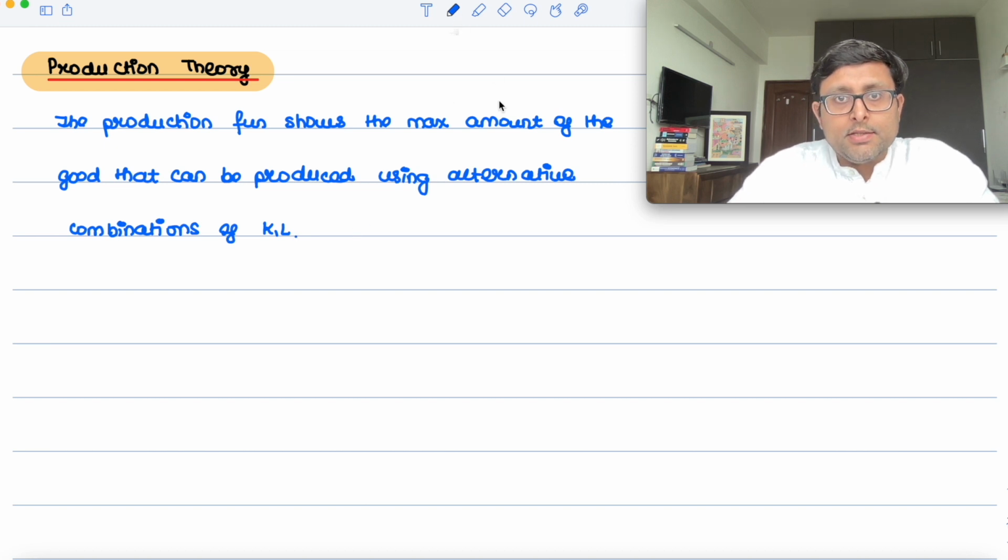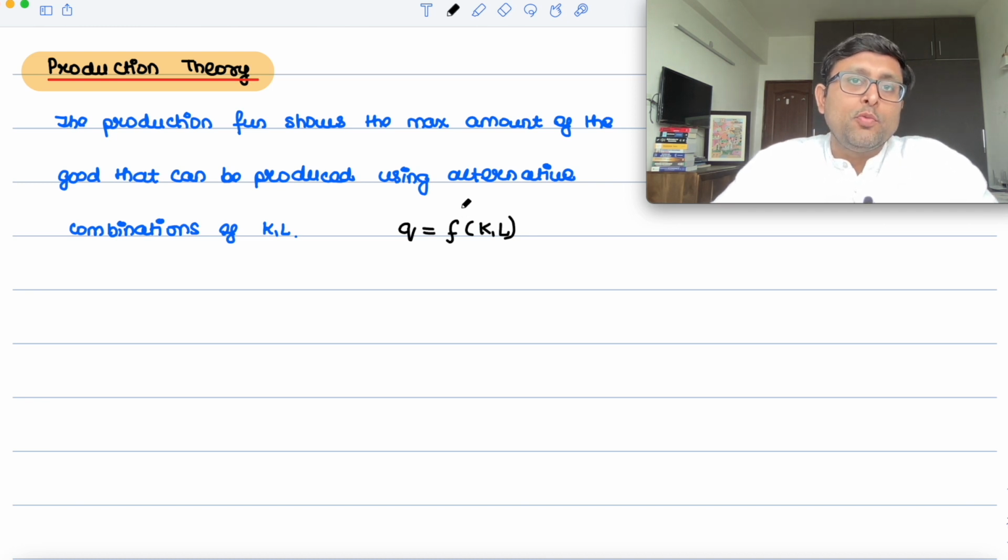So you write it like this, that Q naught or Q is equal to F(K, L). So this is a function of capital and labor. And this is telling the maximum amount which you can produce. For example, 1 unit of labor and 1 unit of capital can produce, let's say, 100 units of output. That's the max, let's say, it can produce. It can also produce 90, it can also produce 10, it can produce 0, whatever. But the maximum it can produce, that is what the production function is.